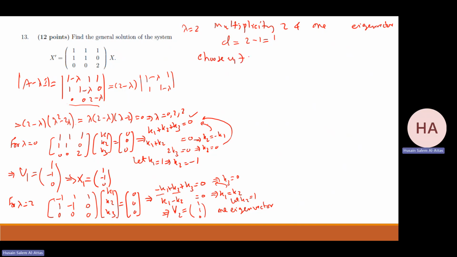U1 such that A minus lambda I times U1 squared is equal to 0. What is A minus lambda I squared? What is the A minus lambda I? For lambda equal 2, that will be minus 1, 1, 1, 1, minus 1, 0, 0, 0, 0 times itself.